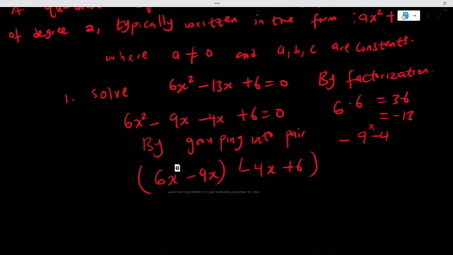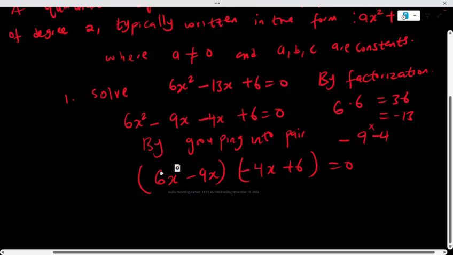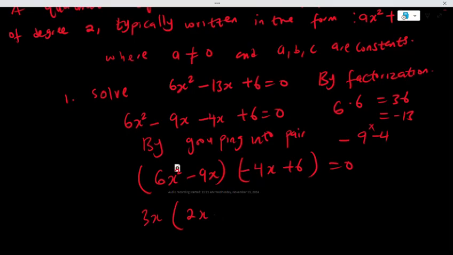So it is equal to 0. We have 6x squared minus 9x here. We have to find the common factor of 6x squared and minus 9x, which is 3x. So 3x times this gives us this, so we have x minus 3.